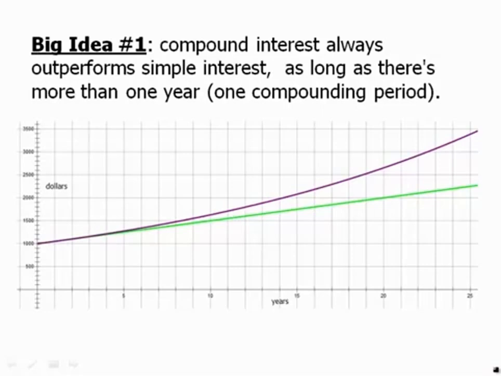By the end of this graph, notice that the compound interest total is over $1,000 more. That is the size of the principal. It's more than the size of the principal above the simple interest.